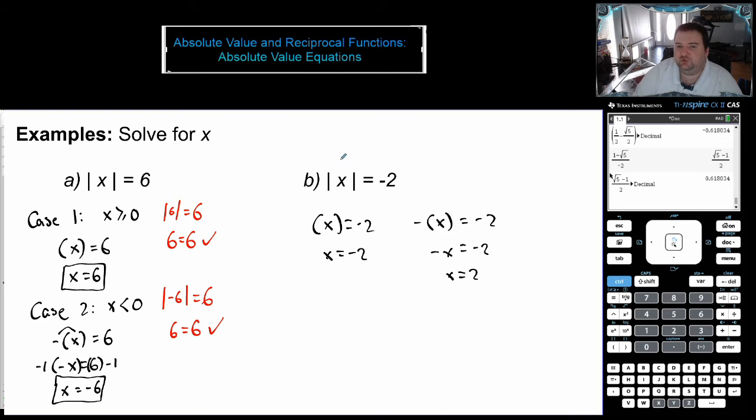So we have two solutions and we can test them. Absolute value of negative 2 equals negative 2. The absolute value of negative 2 is 2. Does 2 equal negative 2? No, so this is not a solution. Let's try this one: absolute value of 2 equals negative 2. The absolute value of 2 is 2. Does 2 equal negative 2? No.